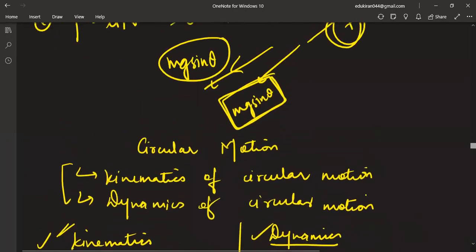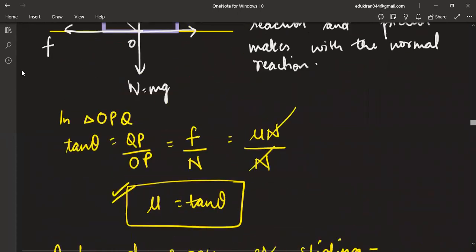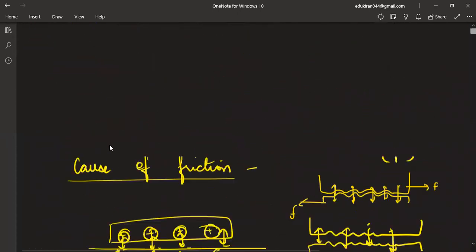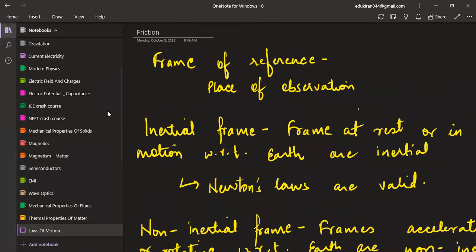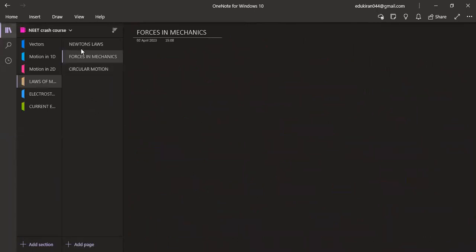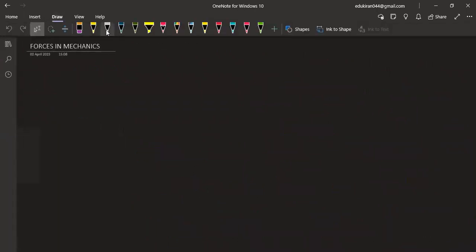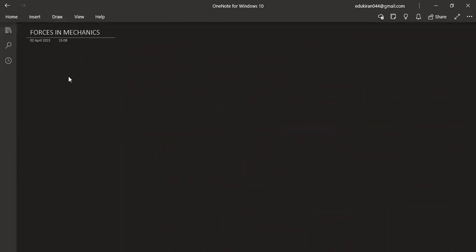Circular motion, I'll be doing it tomorrow only. So I think we should practice some questions from this. Whichever portions we'll be including it from, equilibrium will also be included in here only.